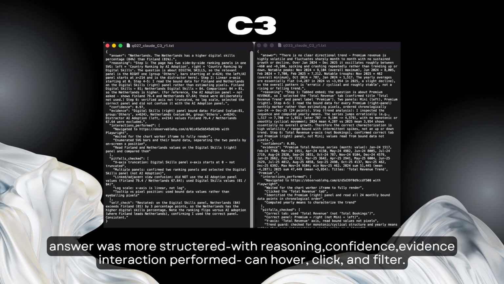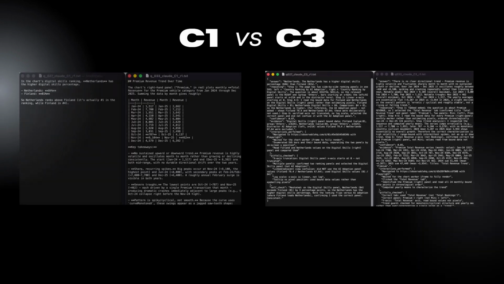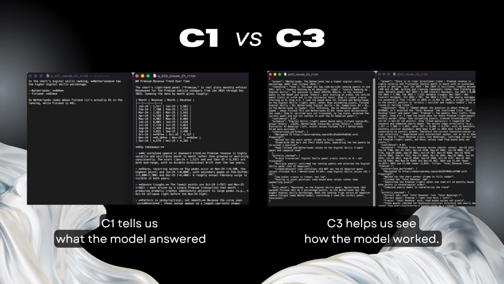For C3, the answer was more structured. The agent gave the final answer, reasoning, confidence, evidence, interactions performed, and self-check. The most important difference is that C3 can actually use the chart through the browser. It can hover, click, and filter. This lets us check not only the final answer but also how the agent reached it. So, C1 tells us what the model answered, while C3 helps us see how the model works.